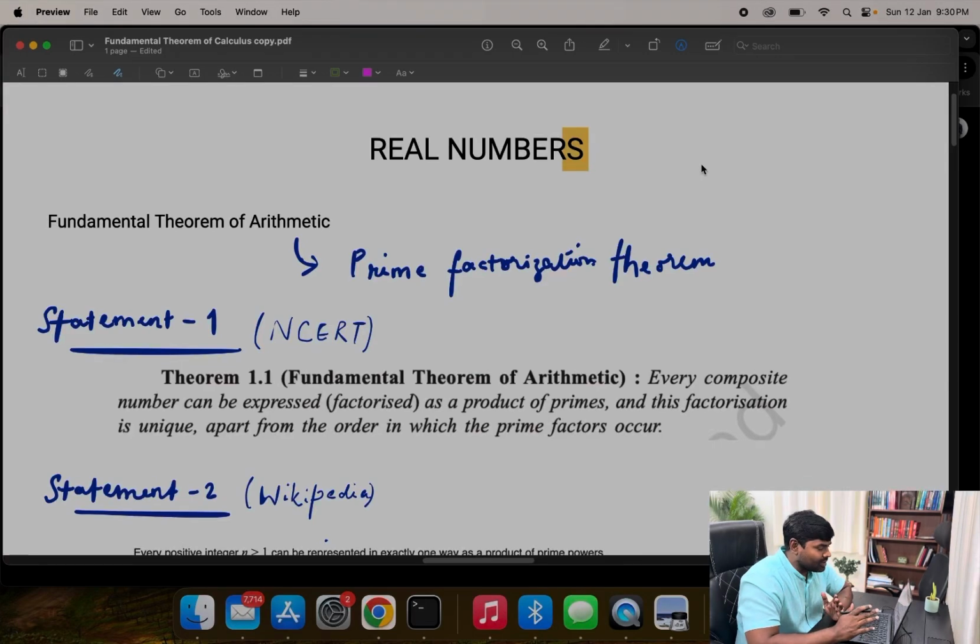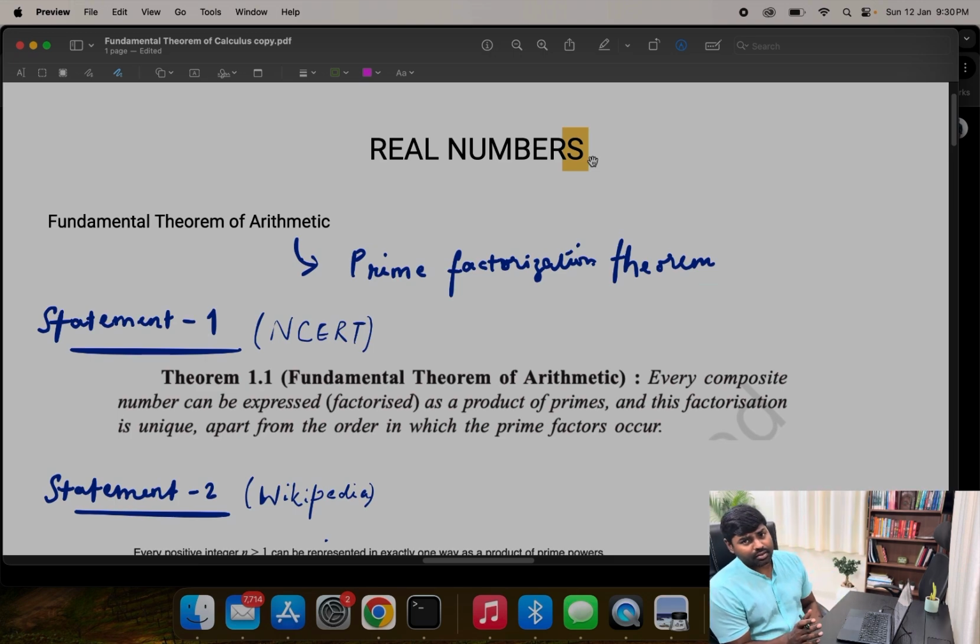So we'll be discussing the fundamental theorem of arithmetic in the scope of real numbers. All right. Fundamental theorem of arithmetic. It's very basic. Basic as in it's very fundamental. You cannot skip it. All right. It's also called the prime factorization theorem. So you can probably guess that there is a lot of prime factorization that you would need to do.